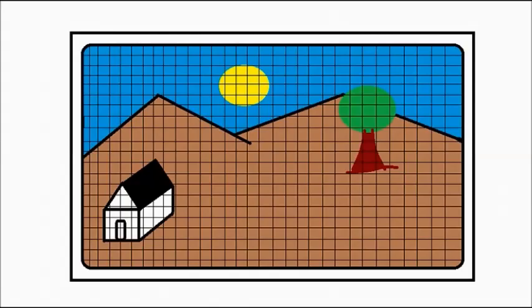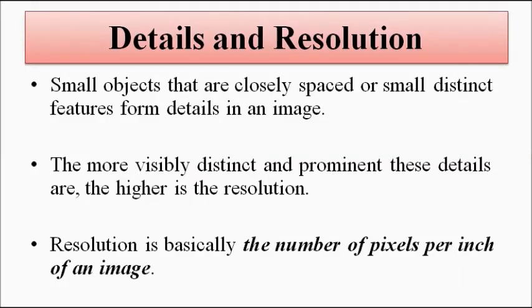Now, details and resolution. Whenever we see a picture frame or an image, the small minute details, the more clear they are on a television screen, the more clearly we can pinpoint the small objects and minute features in an image, the better the detail or resolution of that image is.